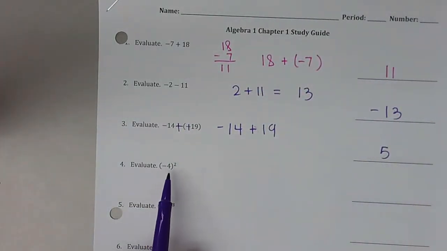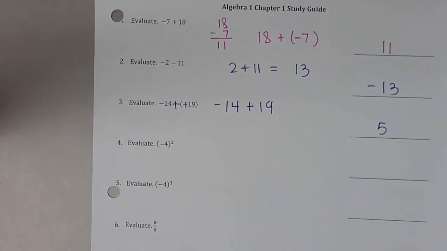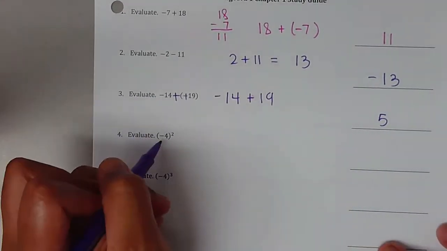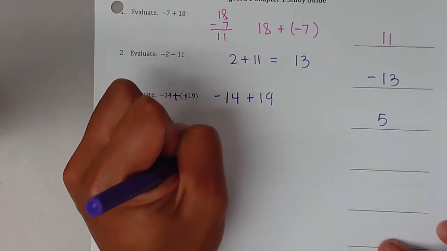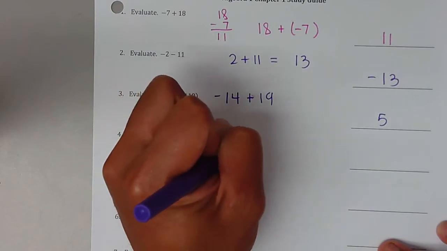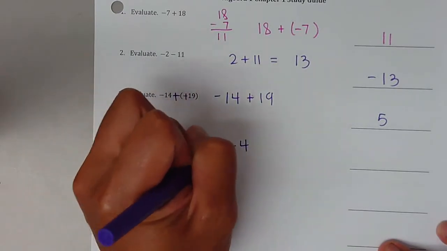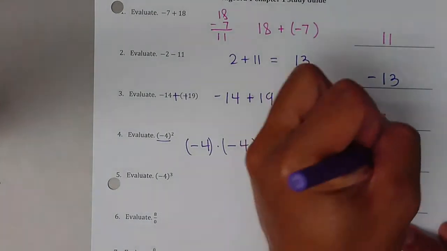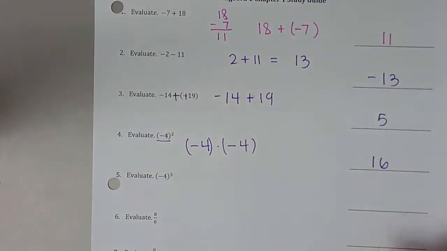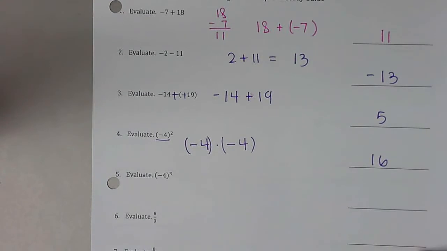All right, evaluate negative 4 squared. Negative 4 squared, our base is negative 4. So that tells us we multiply negative 4 times negative 4. That gives us positive 16. Remember, multiplication, negative times a negative is positive.